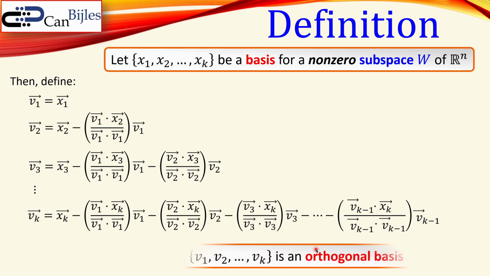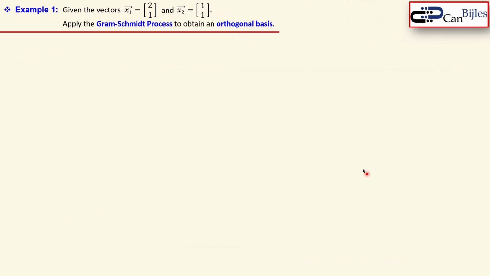Of course, we need to see that also in action, and then when we are done, we can create here the v1, v2 up to vk, which is then now an orthogonal basis for the subspace W. Okay, let's see an example, because that is really helpful to clarify this process of Gram-Schmidt.